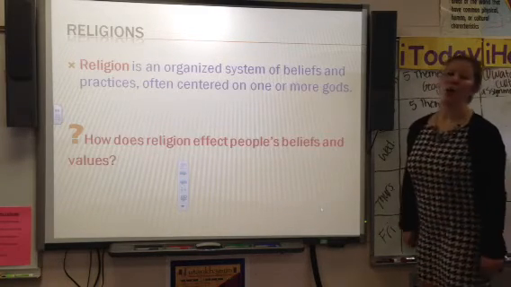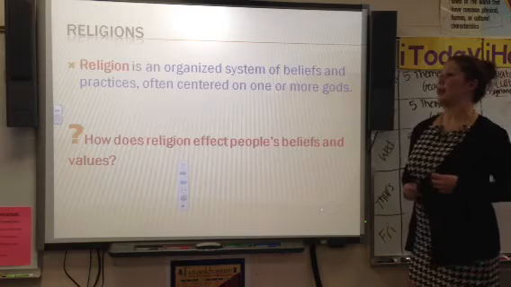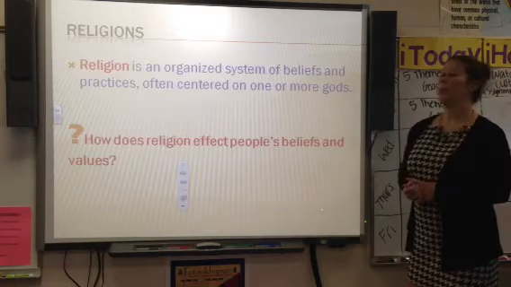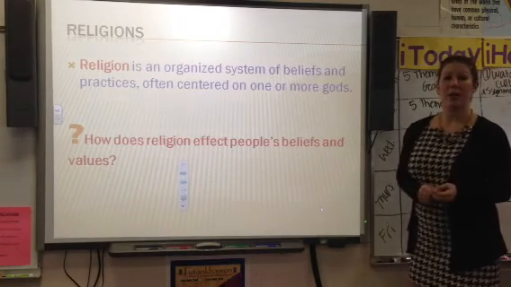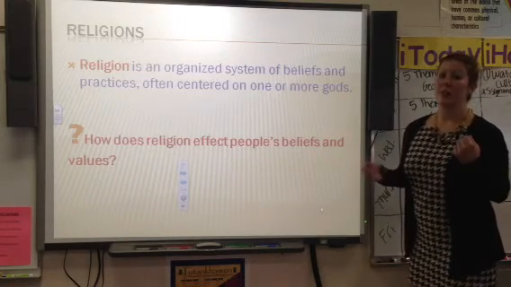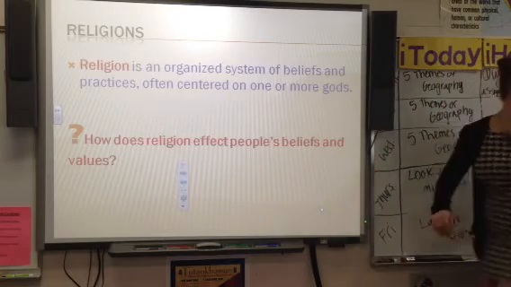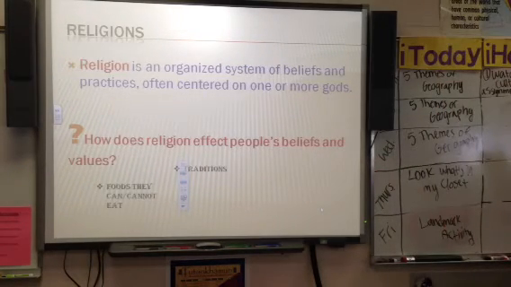Religion, as we talked about before, is an organized system of beliefs and practices often centered on one or more gods. How does religion affect people's beliefs and values? That's something we're going to be studying even more this year. Some examples. Foods they can or cannot eat. Some religions don't allow people to eat certain types of foods. They have specific traditions. The way they dress may be affected. And they have certain holidays that they celebrate.